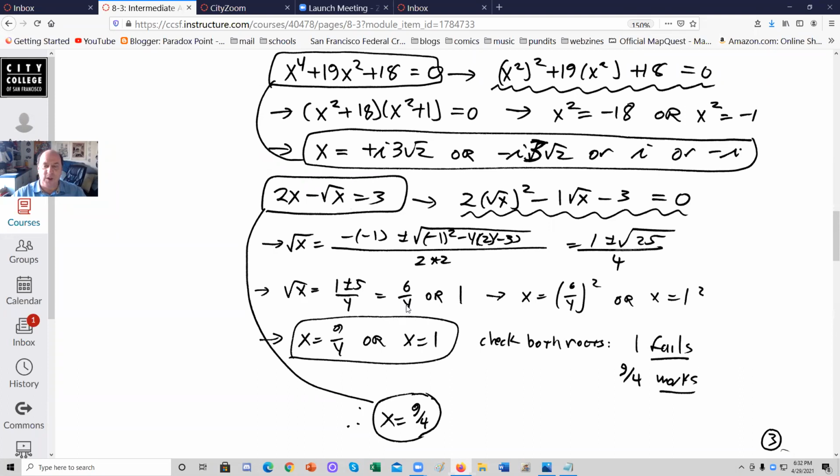1 plus 5 over 4 is 6/4, which is 3 halves. 1 minus 5 over 4 is negative 1. Just a moment, let me write that down. I shall have to fix it in the canvas.